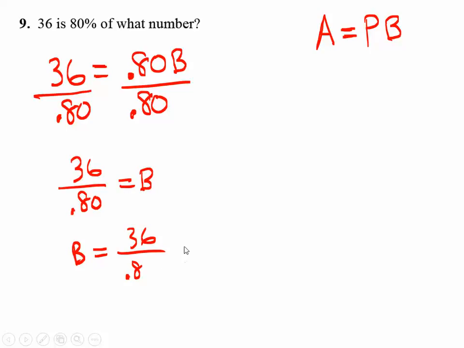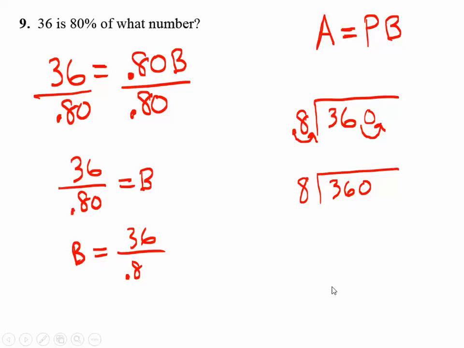So see if you guys remember this from a long time ago. 36 divided by 0.8. What we do is we bring it into a long division. But remember, with long division, we have to have an integer, or a whole number, over here. So we have to move the decimal place once here. Therefore, 36 now becomes 360. And really what we need to do is that division problem right there.